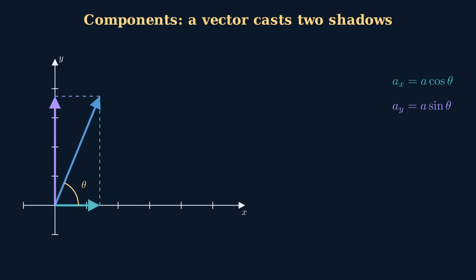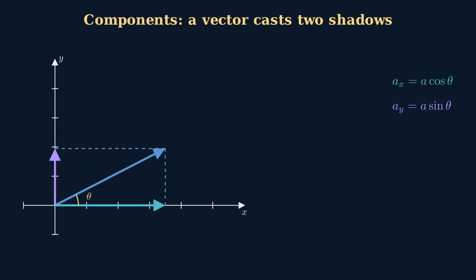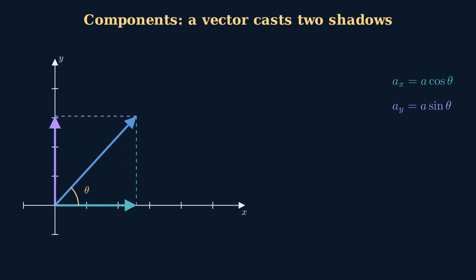Now here's why the shadows are worth watching. As I rotate the vector, look how the two components breathe. Point it more upward and the violet y shadow grows while the teal x shadow shrinks. The total length never changes, it just redistributes between the axes.